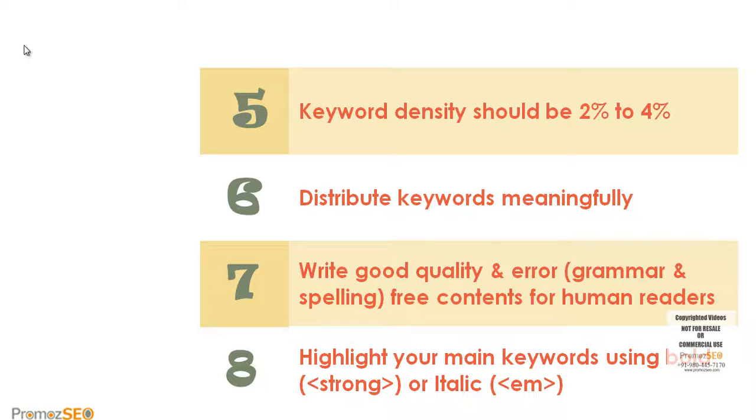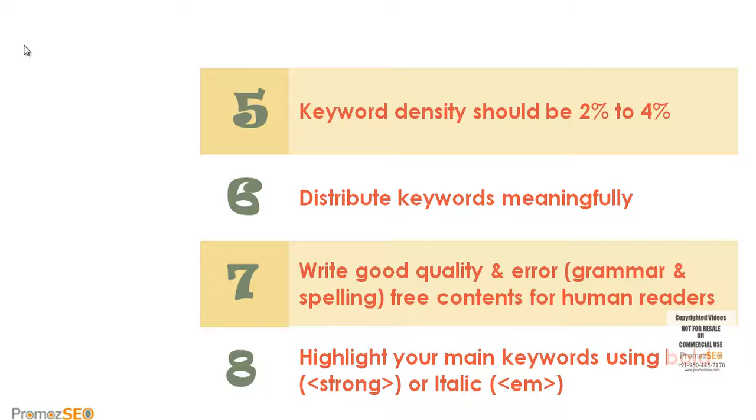Because what Google actually wants is for you to create your page for the human readers, not for the search engines. If a visitor to your site loves your content, Google will automatically love it in general. So always try to write the content for human readers, for your audience, for your customers. It should be good quality, well researched, well formatted content. There should not be any grammar and spelling errors. Always proofread your content before you publish it on your site.